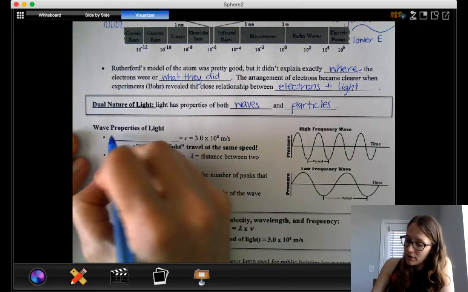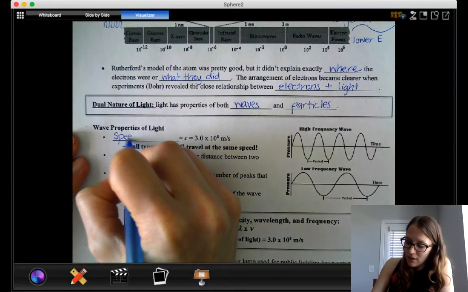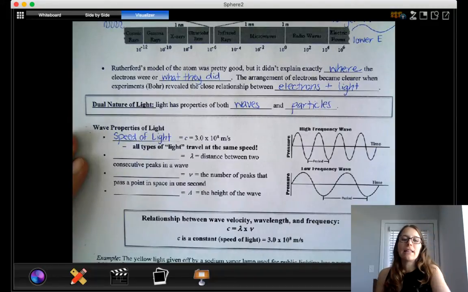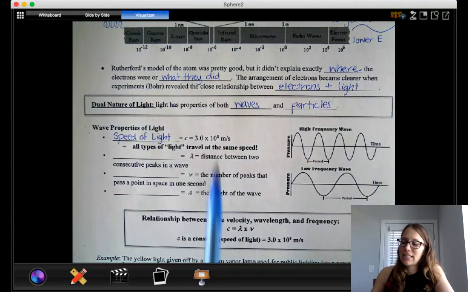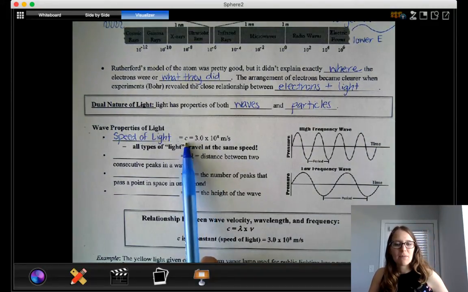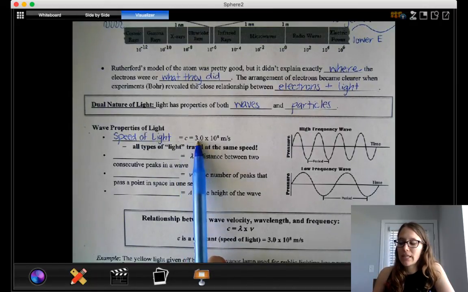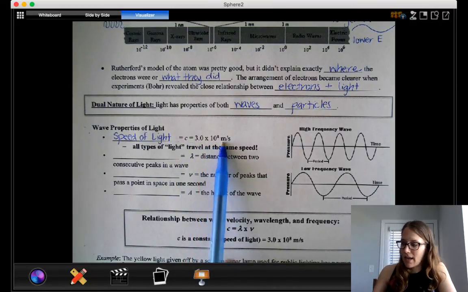First off, the speed of light is a constant. This is known as the speed limit of the universe. This is the fastest known thing to exist in the universe. We abbreviate the speed of light with the letter c, and it's equal to 3 times 10 to the 8th meters per second.